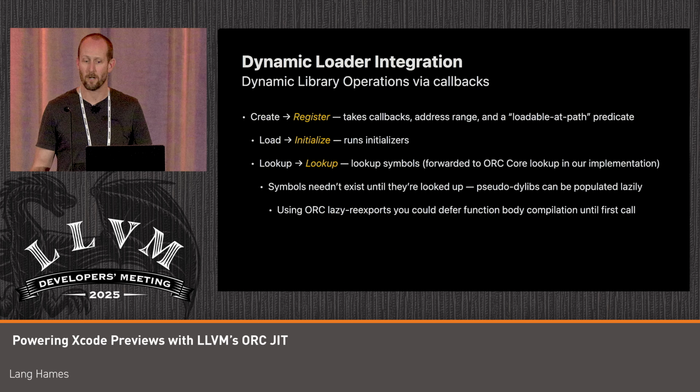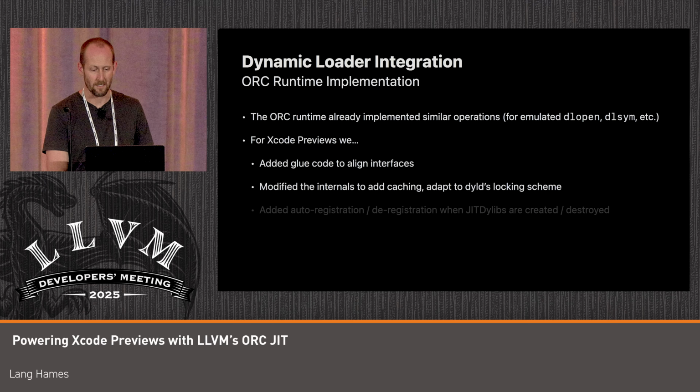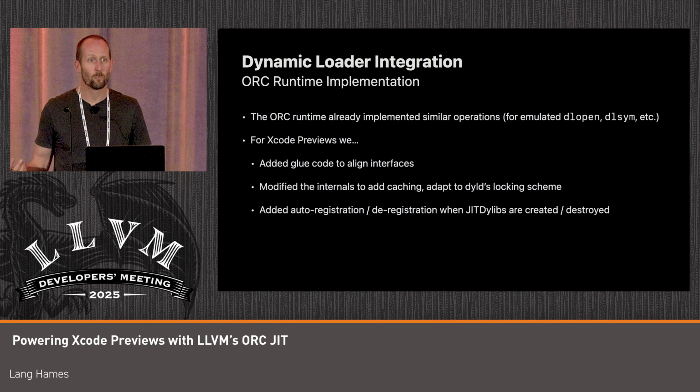So we already had an emulated dlopen and dlsym, all the other operations. So for this project, we just had to add the glue code to align the interfaces, modify the internals to add some caching for performance, and adapt to DYLD's locking scheme. And we added auto registration and deregistration so that when you create JIT dylibs in the controlling process, a corresponding pseudo dylib immediately becomes openable in the executing process.